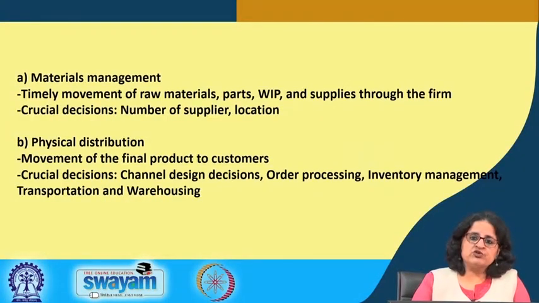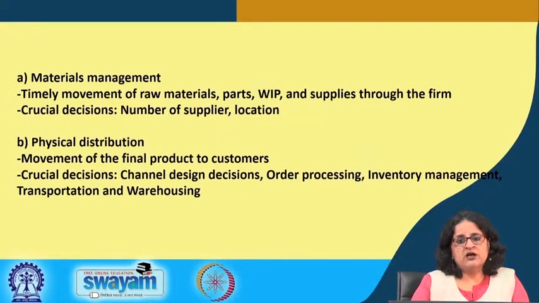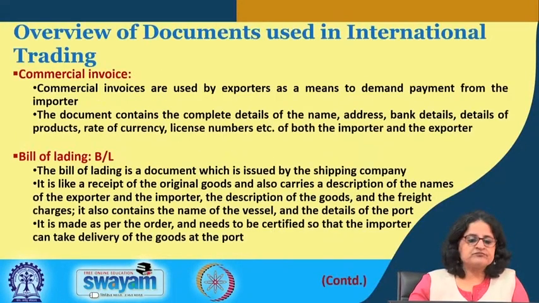So, the two things that need to be taken care of here are materials management and physical distribution. Material management would involve the timely movement of raw materials, parts, work in progress and supplies through the firm, and the crucial decisions here are with respect to the number of suppliers who are available, the location, etc. And physical distribution relates to the movement of the final goods to the customers. Again, the crucial decisions here are with respect to channel design decisions, order processing, inventory management, transportation and warehousing.